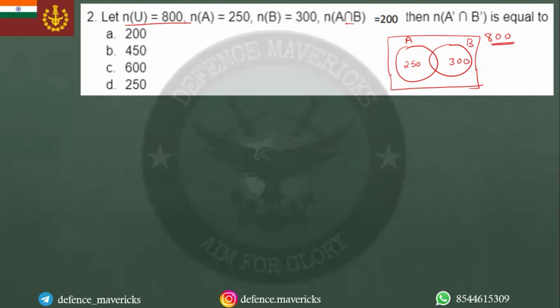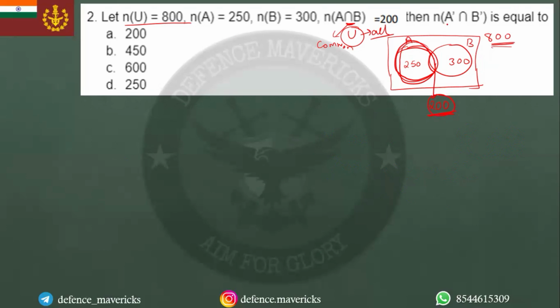Now it says n of A intersection B. You should already know that this symbol is for intersection, and this is for union. Okay. Intersection means the common part. Okay. And union means all. So the intersection has 200 elements, meaning here in the middle there are 200 elements. Okay. Now just make sure that whenever such things are written, this 250 doesn't mean it is only this much. This 250 is not for just this part. 250 is for the whole set A. So this 250 includes this 200 also. Otherwise someone will say that the total has become more than 800. Of course it is more than 800, because this 200 is counted in set A and set B both.